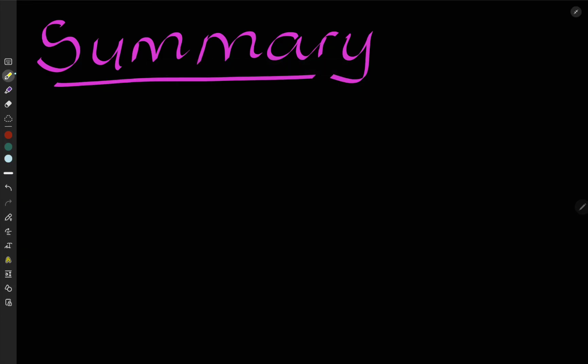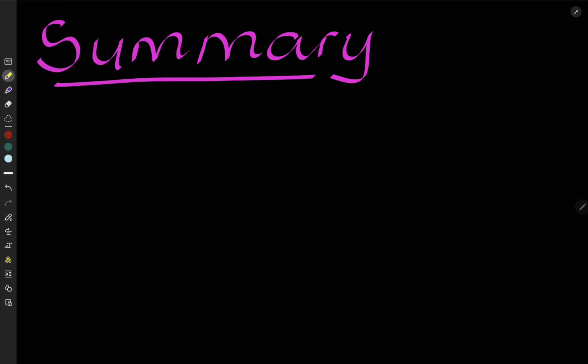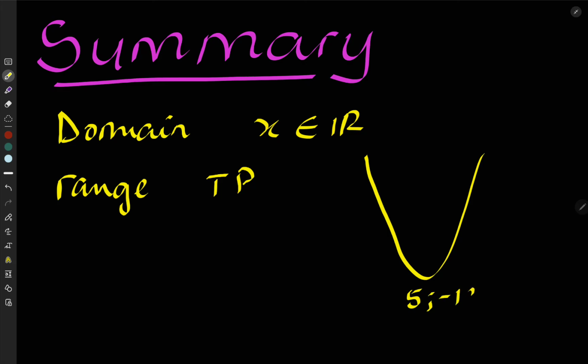And also the other thing that we have learned is about the domain and the range. For the domain, we said x is always an element of real numbers. Then for the range, you look at the y values, and we check your turning point. So if you've got a graph like this, with a turning point, let's say it's 5 and negative 19. For the range, you check your y value, it's negative 19, and you check the direction of the graph, it's going up. So the range is y is greater than or equal to negative 19.